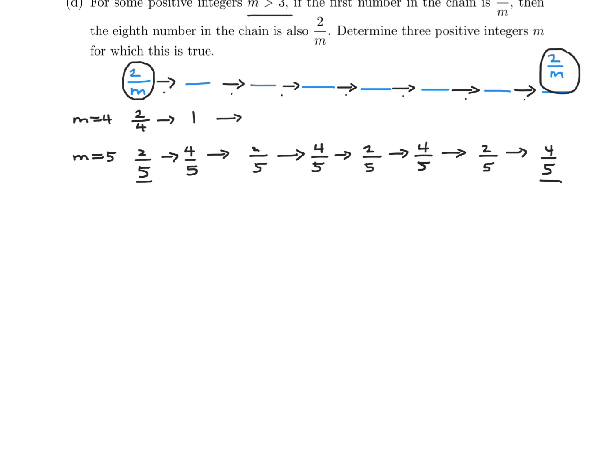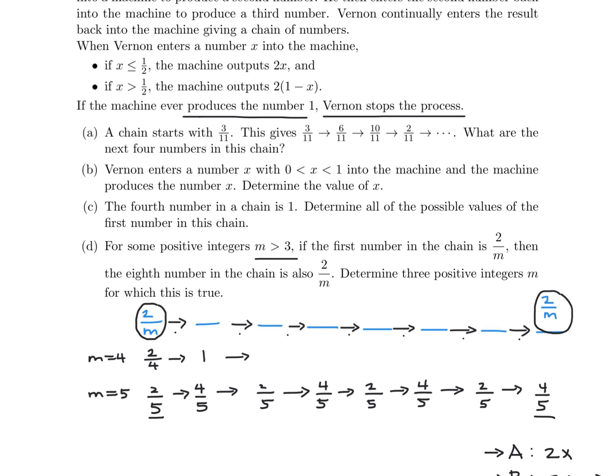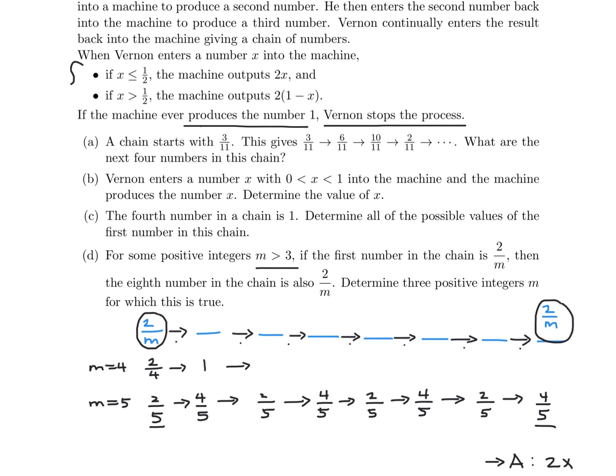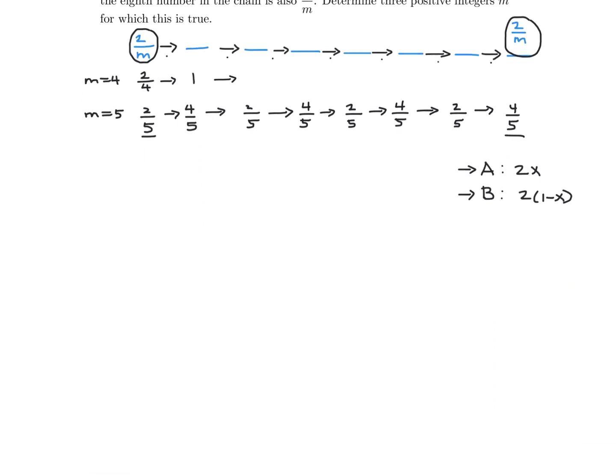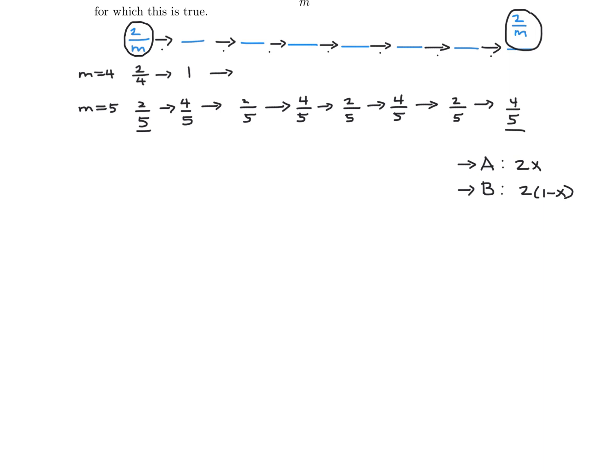Okay. All right, well, we have 2 possible ways of changing the number. Either you make it a 2x or you make it this 2 times 1 minus x, right? And this happens if the input is less than or equal to a half. And this happens if the input is greater than a half, according to our standard definition up here. You guys remember that.